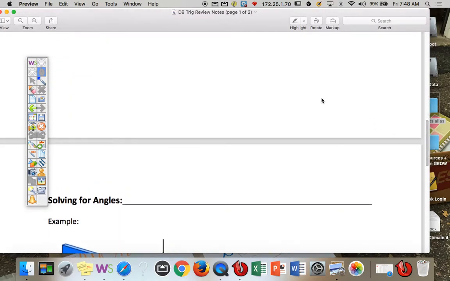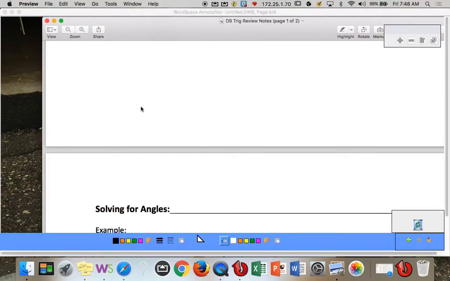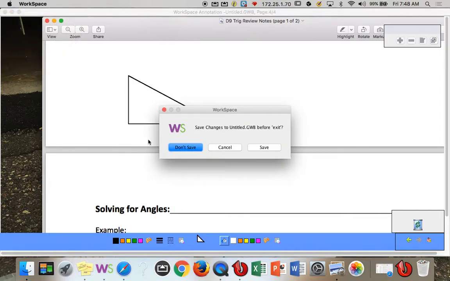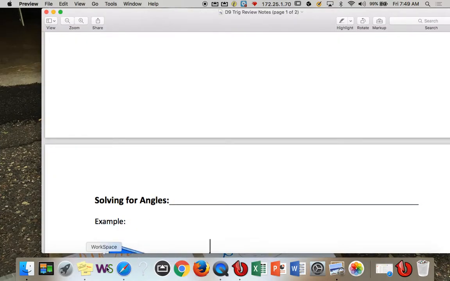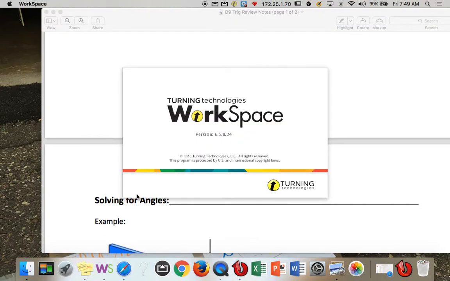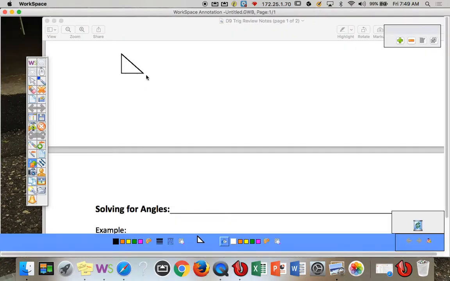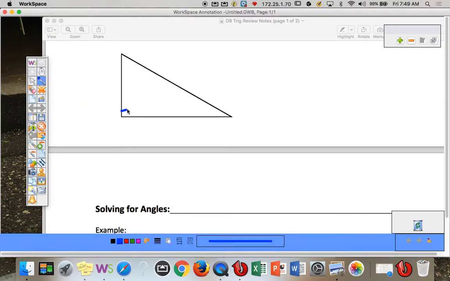Let's do one more example solving for sides. I'm going to make one up here. My workspace quit on me, so let's restart that. Okay, let's draw a triangle here. Let's say we have our angle here, let's call this 42 degrees, and let's say we want the opposite side. We have the adjacent side, which is, how about 10?